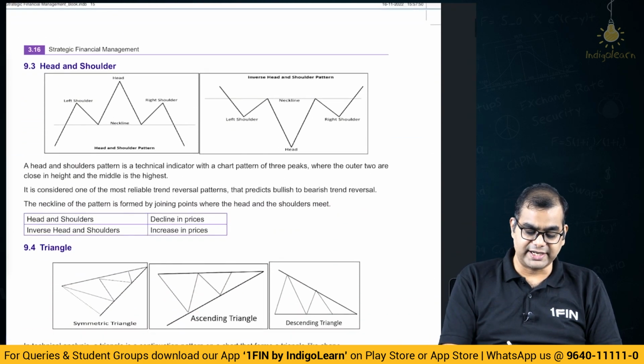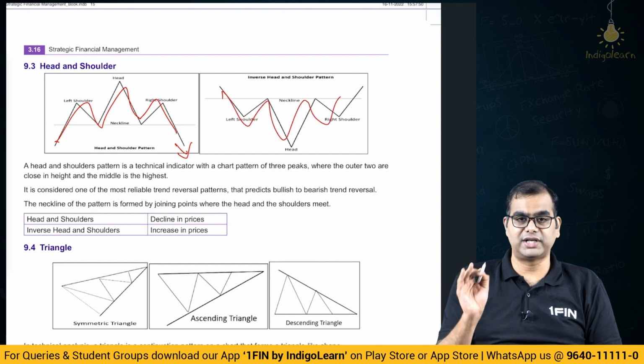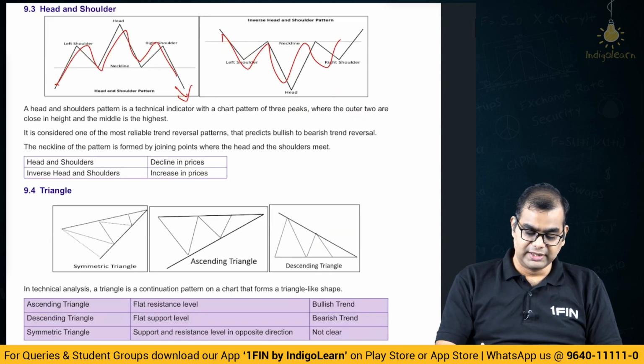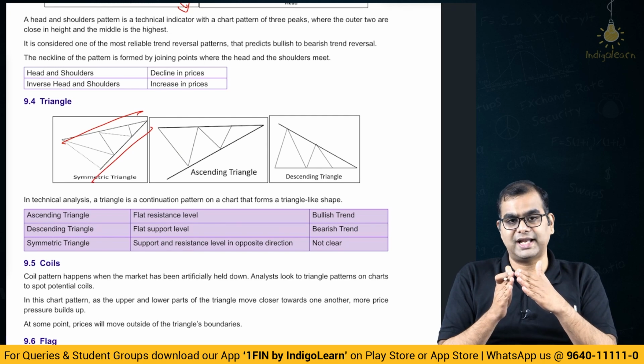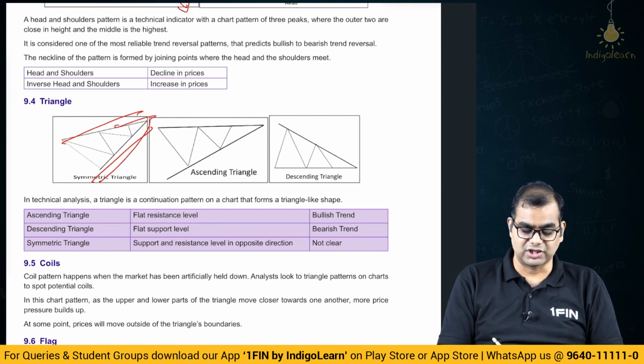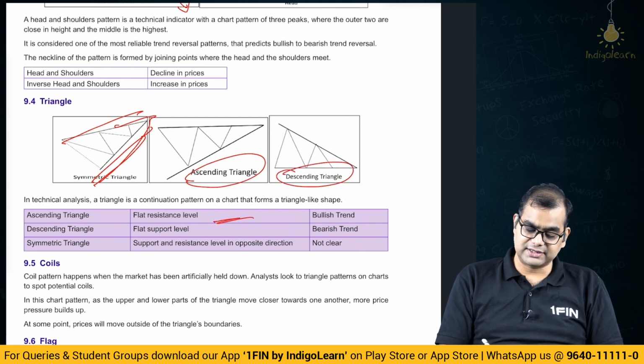Then you have something called as head and shoulder. So this is called as a head and shoulder pattern. Right, if you have a head and shoulder pattern, then it is a bearish trend. Then if you have an inverse head and shoulder, which is ulta head and shoulder, it is a bullish pattern. Then you have something called as a triangle. So wedges are where the two lines don't touch, whereas in a triangle both the lines touch. So a symmetric triangle, ascending triangle and descending triangle. So an ascending triangle is a bullish trend, and a descending triangle is a bearish trend.